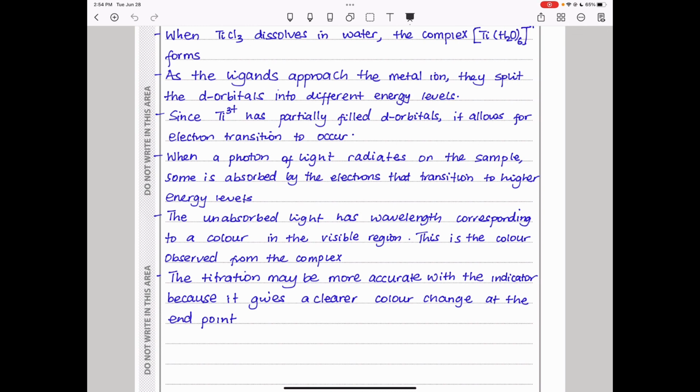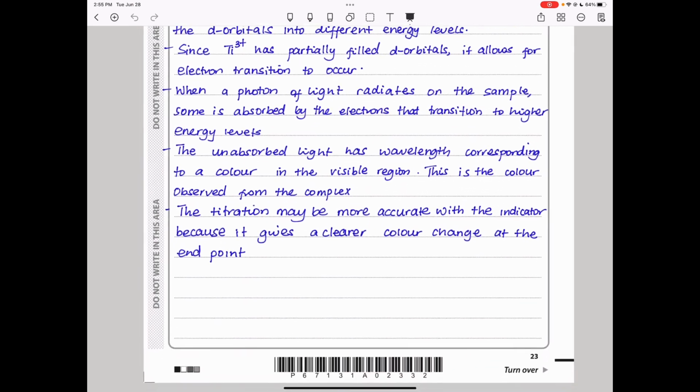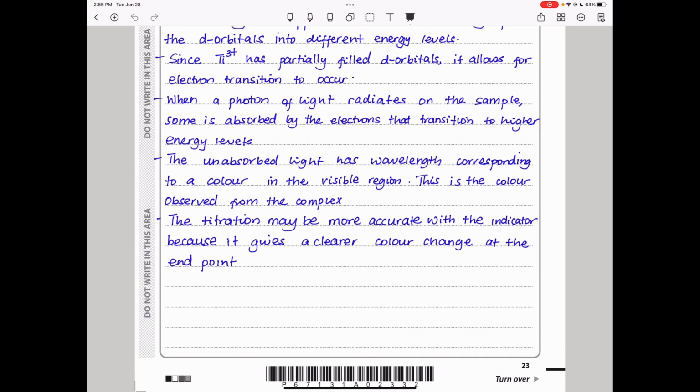And finally, the titration may be more accurate. Now here, this is in response to the titration. Why use the indicator? The titration may be more accurate if the indicator is used because it's going to be clearer. You'll be able to see a clearer color change or endpoint change when you use an indicator instead of not using one. If you do not use the indicator, the other colors could be harder to tell apart. But when you use an indicator, it's going to be easier for you to tell apart the colors.